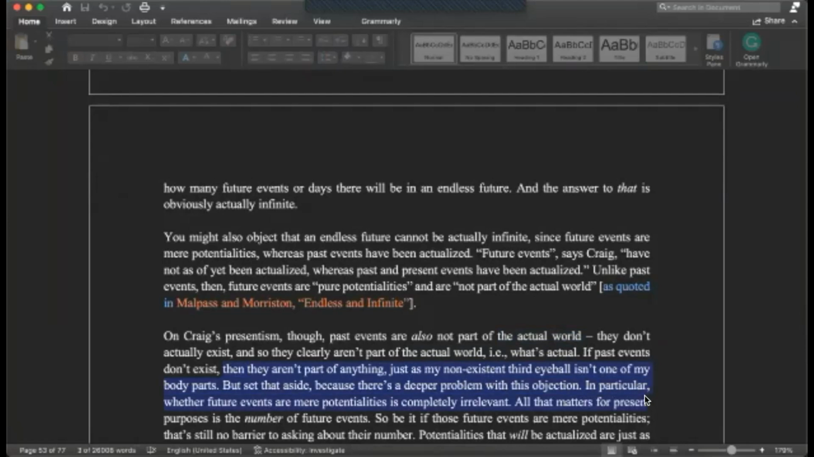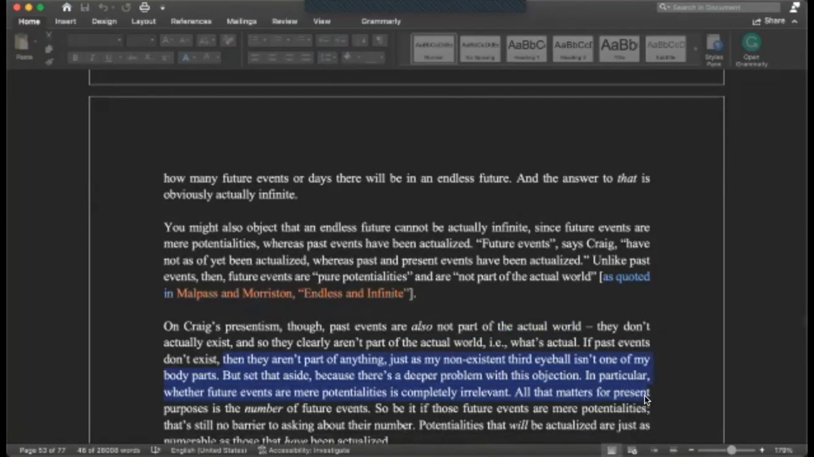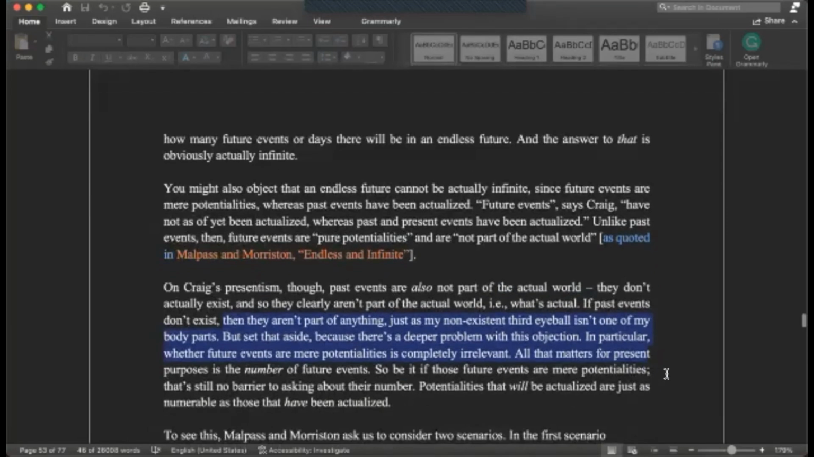In particular, whether future events are mere potentialities is completely irrelevant. All that matters for present purposes is the number of future events. So be it if those future events are mere potentialities. That's still no barrier to asking about their number. Potentialities that will be actualized are just as numerable as those that have been actualized. So you're just relocating the problem.